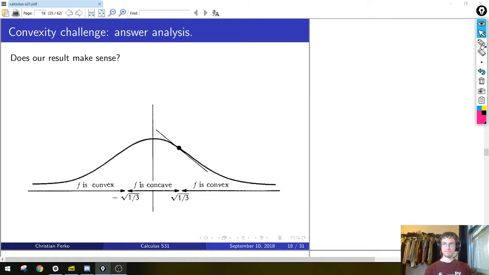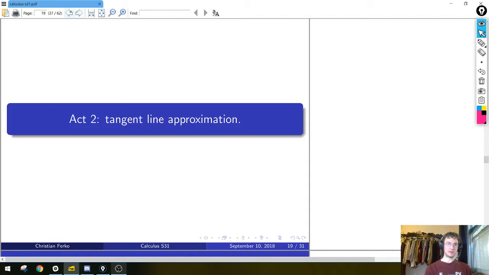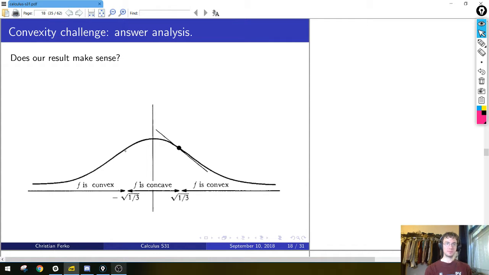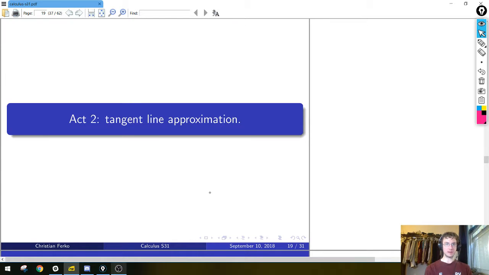Okie dokie. Alright, so that's enough convexity and concavity now. I think we'll come back to review this later just to get more practice sketching graphs, because I think that's kind of useful to get intuition for graphs, but now let's do something else.